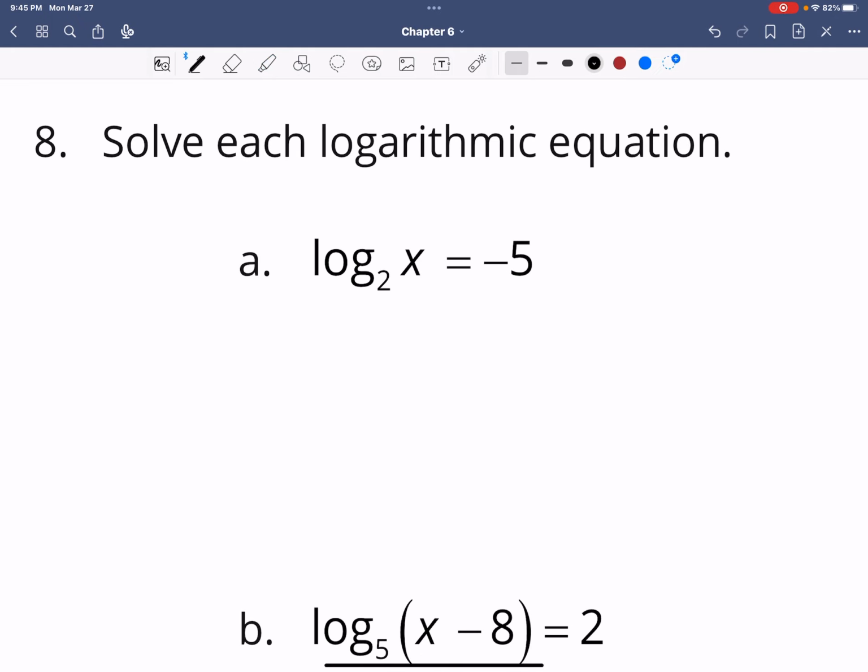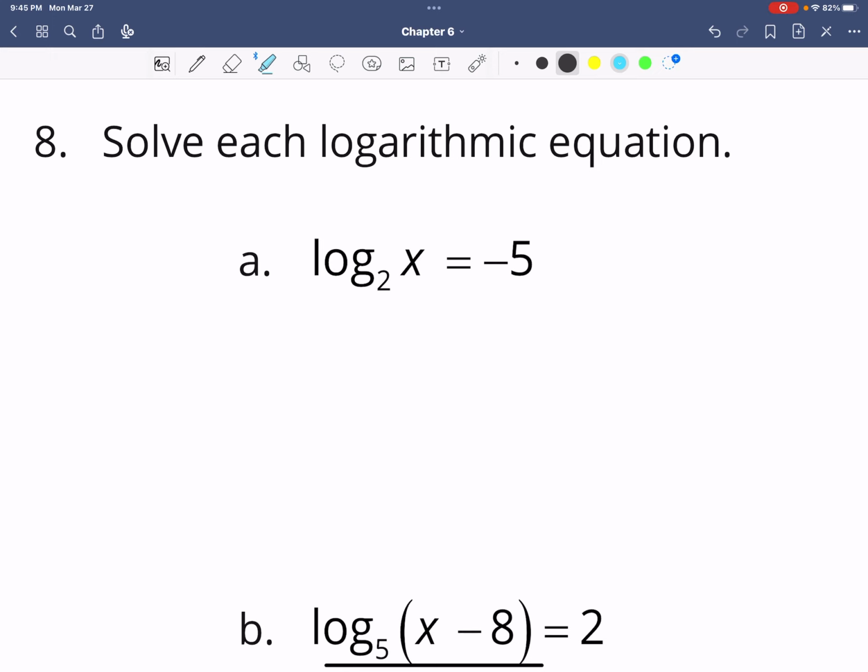In the previous section, we've seen how to solve exponential functions. So we changed the exponential to log. In this section, we are solving logarithmic functions. So we will be changing them to exponential to solve. So let's go ahead and take a look at the first equation here.